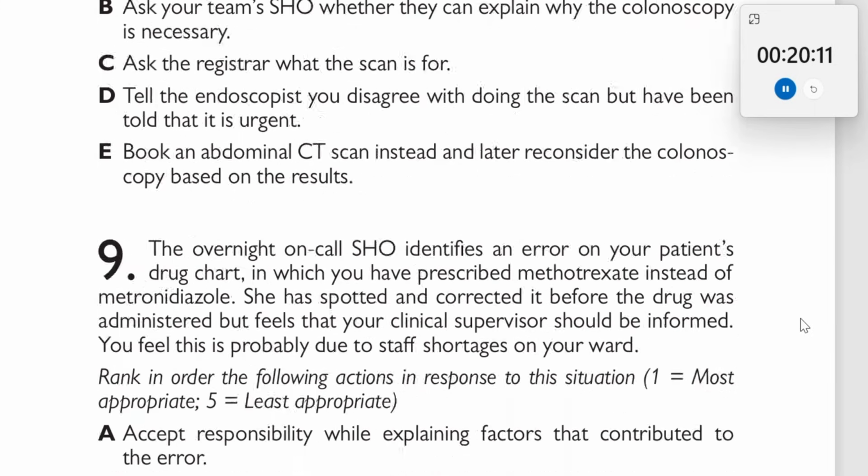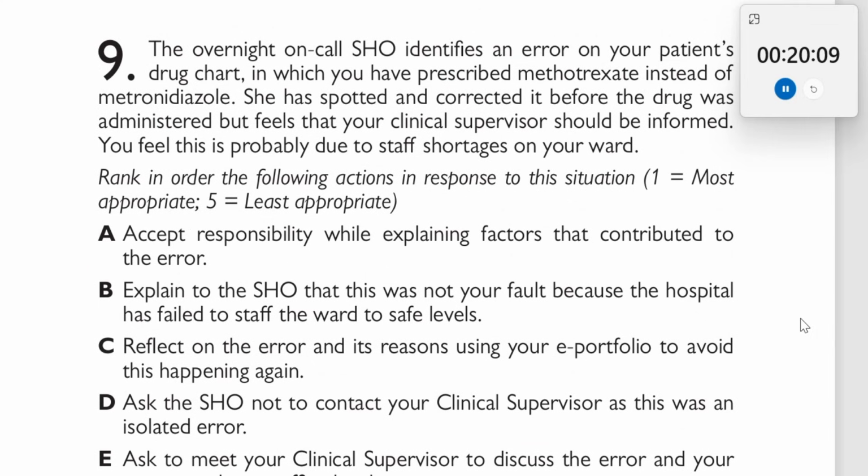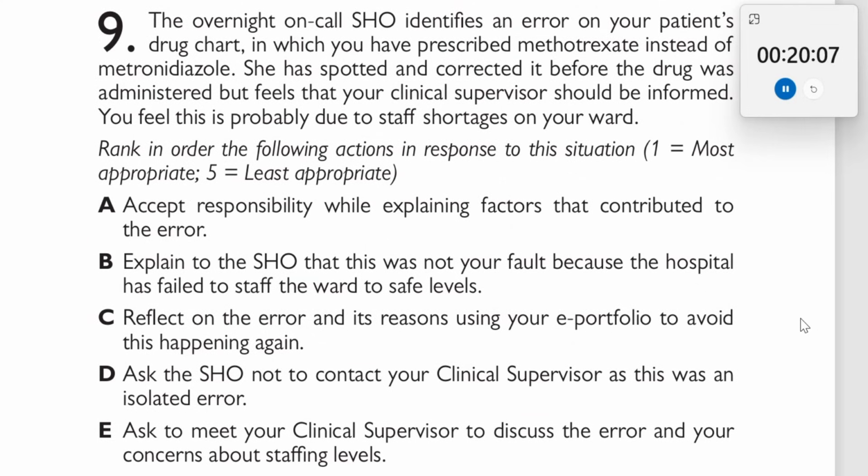Okay, moving to 39. The overnight on-call SHO identifies an error on your patient's drug chart in which you have prescribed methotrexate instead of metronidazole. She has spotted and corrected it before the drug was administered, but feels that your clinical supervisor should be informed. You feel this is probably due to the sharp staff shortages on the ward. So read the options and rank accordingly.